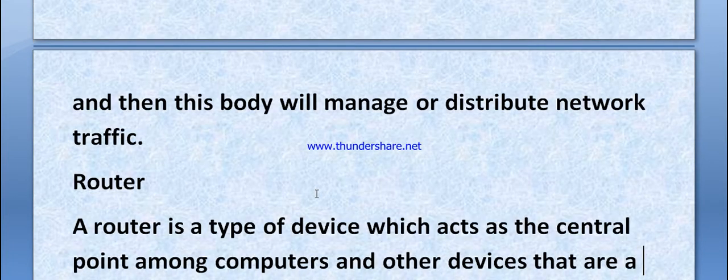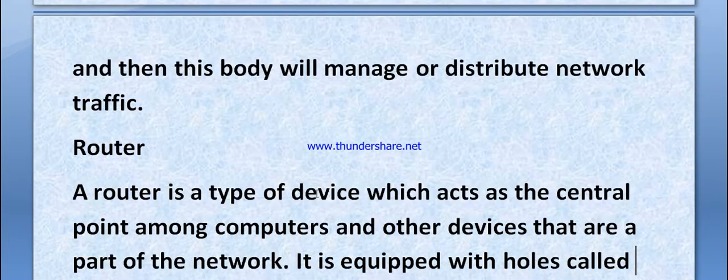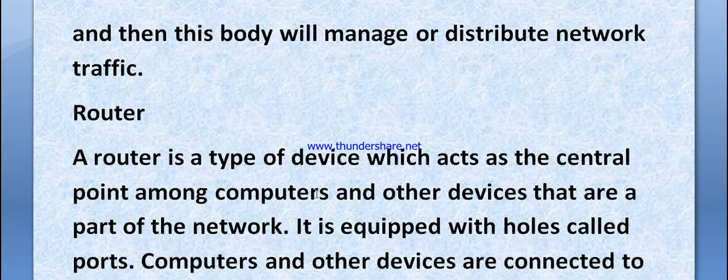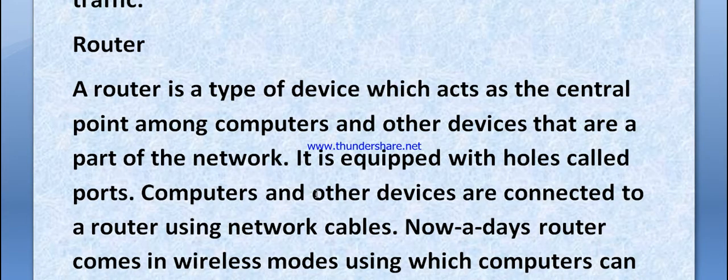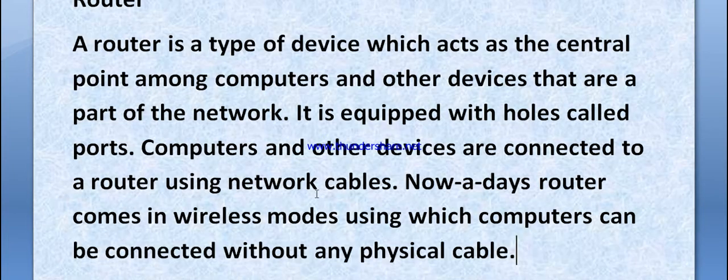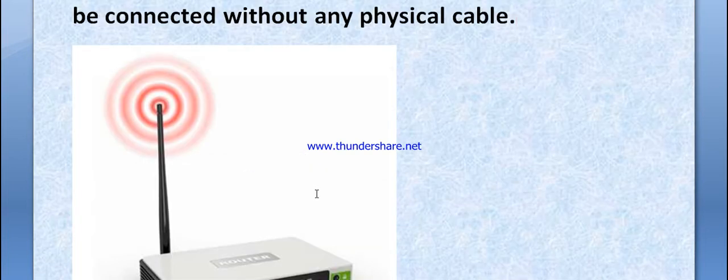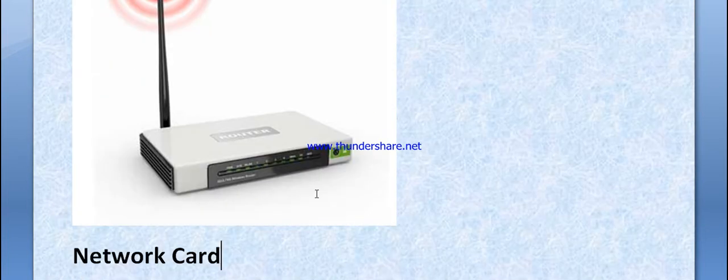Router. A router is a type of device which acts as the central point among computers and other devices that are a part of the network. It is equipped with holes called ports. A computer and other devices are connected to a router using network cables. Nowadays routers come in wireless mode, using which computers can be connected without any physical cable. So this is the wireless network.